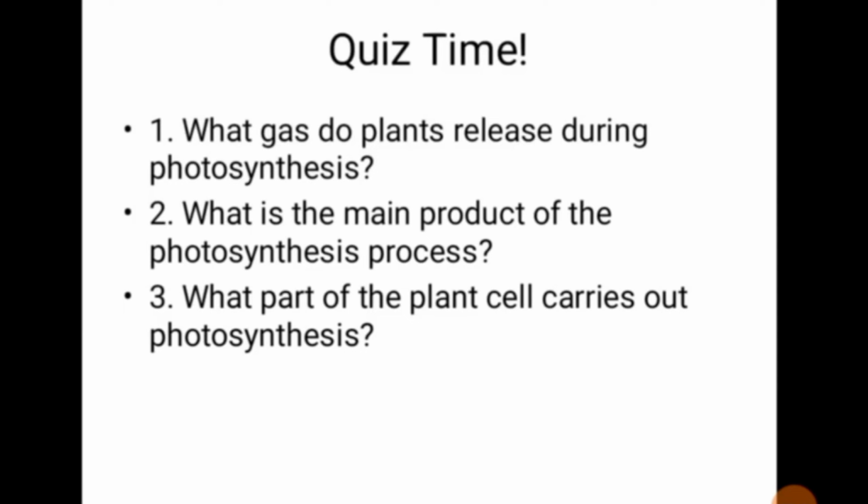And remember, glucose is food. Glucose is the food that plants produce. So the major reason why plants carry out photosynthesis is to produce food, and food is glucose. All right. So the answer for number two is glucose.